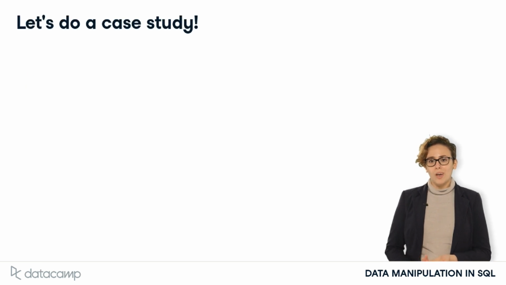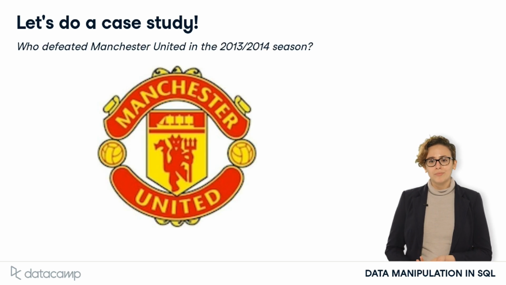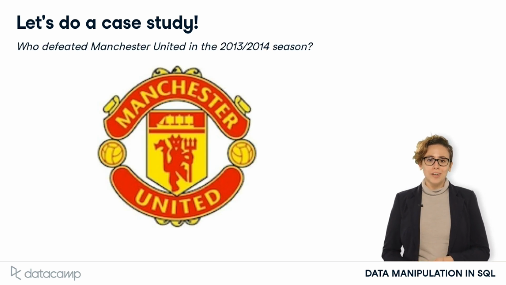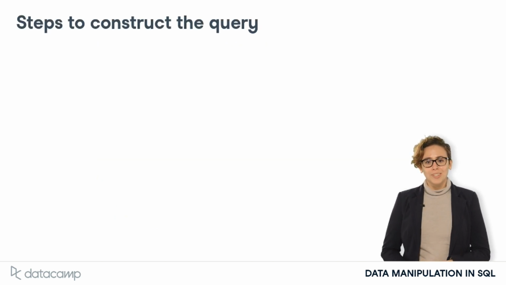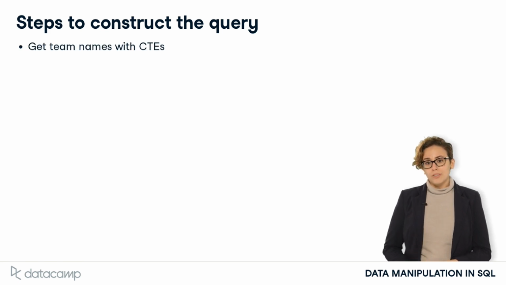Let's put several of these topics together to answer one question about your dataset. Who defeated Manchester United in the 2013-2014 season? In the following exercises, you will generate a dataset that tackles one of the issues we've explored during this course, namely that it's difficult to retrieve the names of teams who played in a given match. Since this isn't feasible with joins, we will accomplish it with common table expressions.